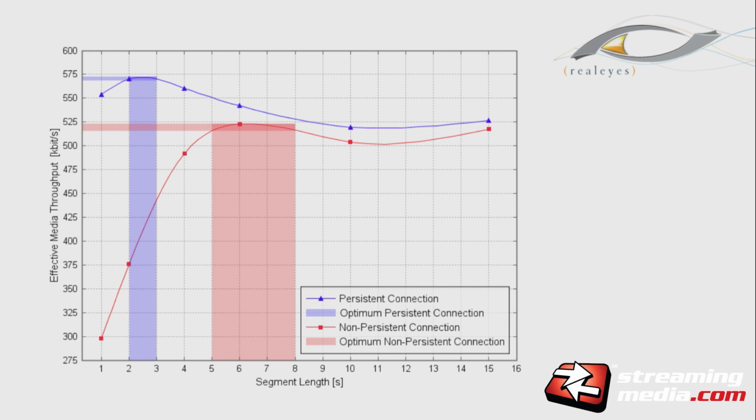You can see with a non-persistent connection, we actually get the optimal range right around that 6-second mark. So anywhere between 5 to 8 seconds. 6 seconds is probably one of the most common, I think, that I've seen in the industry for use. However, when we start going to persistent connections, we're able to get really good effectiveness on much smaller. In fact, we get better effectiveness on much smaller.